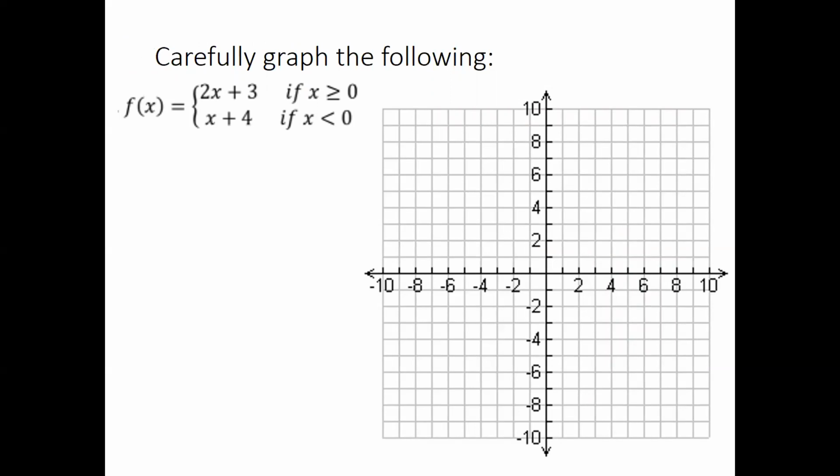Okay. All right, so we're going to carefully graph the following. So for any x value that's greater than or equal to 0, we're going to use 2x plus 3. What that means is we're just going to make an xy table.